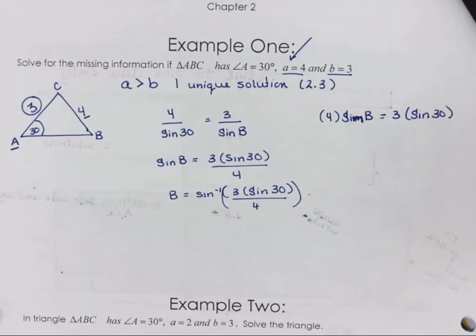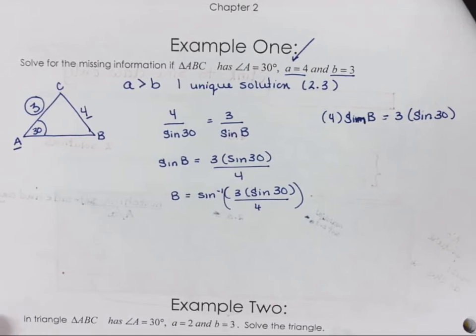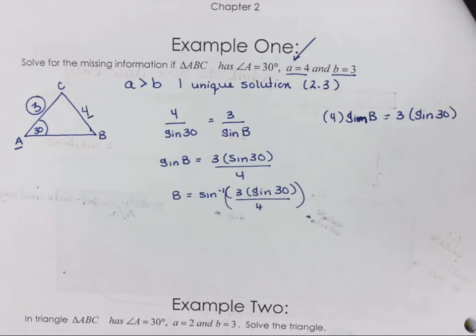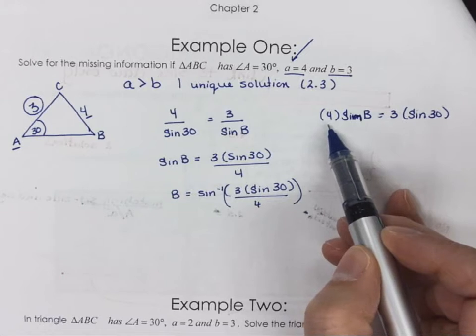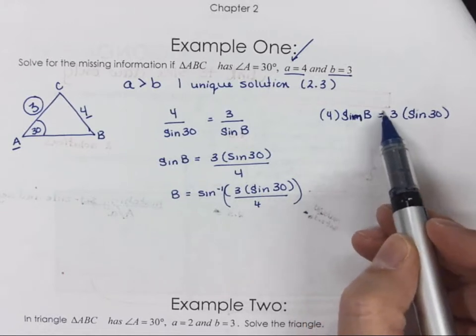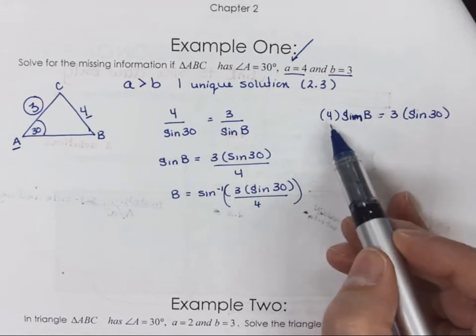Where's the 4 then? Look at what I just wrote down. Are you looking at the screen when you ask me these questions? Yes. Okay, good. So where's my 4? It's right there. Oh, like on the other one. So I want to get sine B by itself, so how do I get rid of the 4?